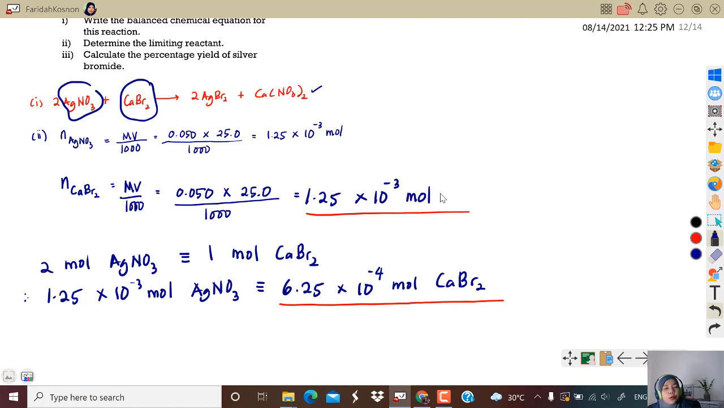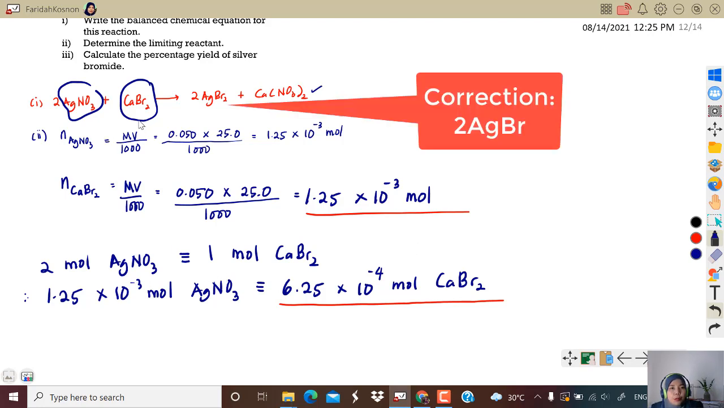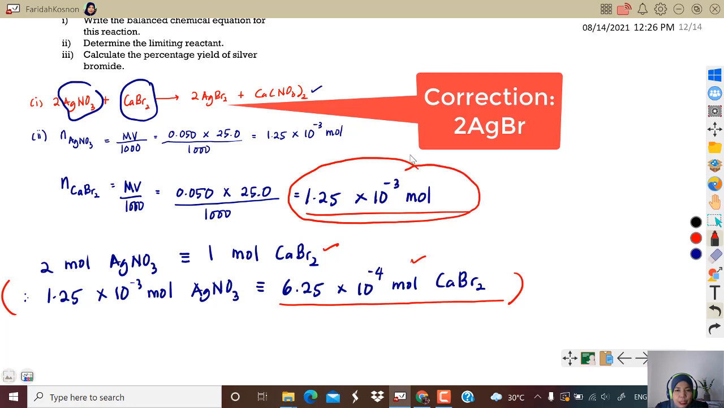Alright, so when we do the comparison, kita buat stoichiometry, 2 mole of silver nitrate needs 1 mole of calcium bromide. If I have 1.25 times 10 to the power of negative 3 mole silver nitrate, I need 6.25 times 10 to the power of negative 4 mole calcium bromide. So, kalau kita rujuk kepada available mole untuk calcium bromide ni, saya ada 1.25 darab 10 kuasa negatif 3 mol calcium bromide. Saya hanya perlukan 6.25 darab 10 negatif 4 mol calcium bromide. So, in this case, we can see here, calcium bromide is the excess reactant.